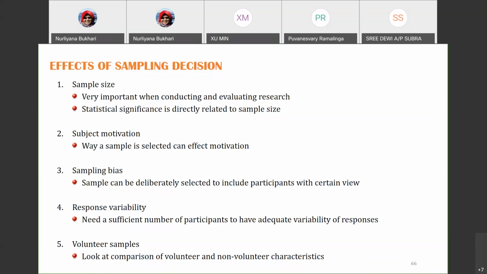Sampling bias: the sample can be deliberately selected to include participants with certain views. Yeah, basically, the respondents might select those who, especially with snowballing, the network, could be biased. Or if you are using systematic and you get overrepresentation, definitely the bias. Response variability: you need a sufficient number of participants to make sure there's diversity. That's why you use stratified or the maximum quota.